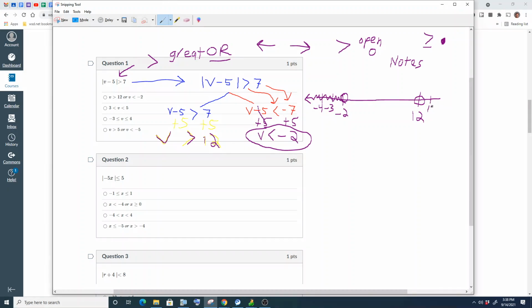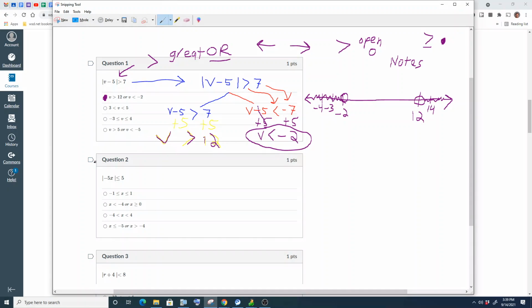14? Yeah, 14 and 15 and 16. And so just going to the right. And so that's really our graph, which you might see in the future on a test or something. And so that's the absolute value. If we look at our answers, it's of course going to be this one. V is greater than 12 and V is less than -2. But I also just wanted to show you the graph as well.